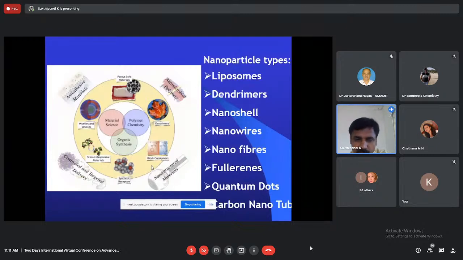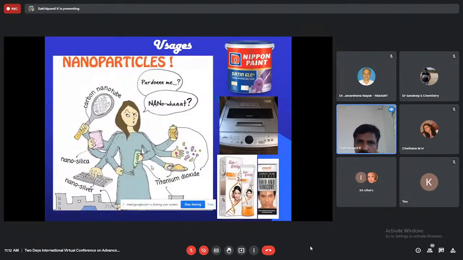So I will list out some of the properties. I already mentioned various morphologies were there. The properties can be modified based on the different morphologies. So this picture will be useful for Women's Day. Women can play different roles in different places. In a similar way, nanoparticles can play different roles in different places.